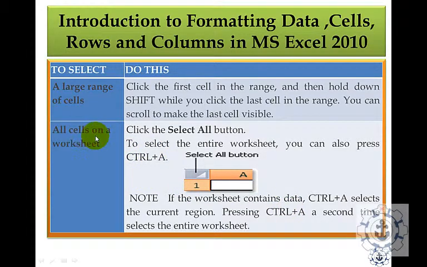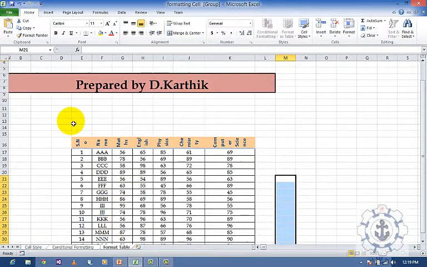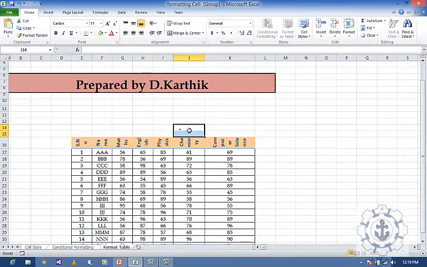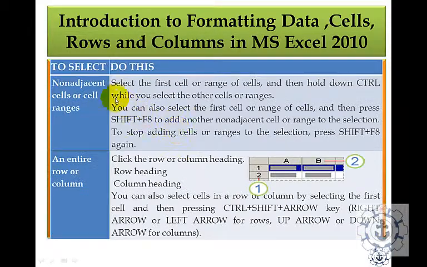And to select all cells on a worksheet, click the Select All button, or you can also press Ctrl A. If the worksheet contains data, Ctrl A selects the current region, and pressing Ctrl A a second time selects the entire worksheet, right? So here is the Select All button; you just click it, or else use Ctrl A, which is used to select the entire worksheet.